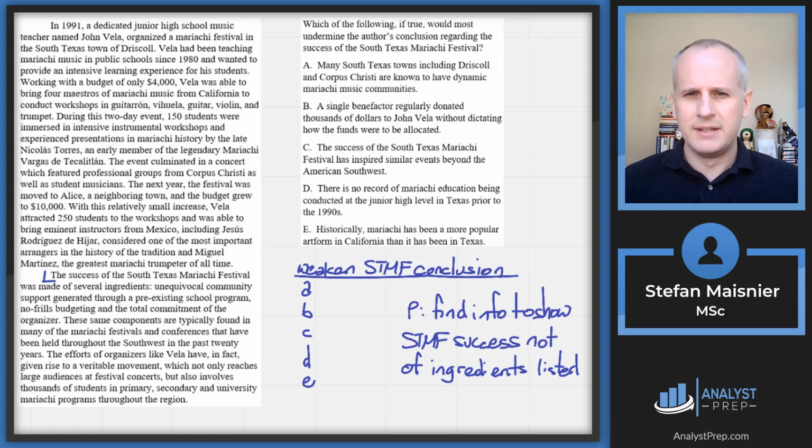So choice A, many South Texas towns, including Driscoll and Corpus Christi, are known to have dynamic mariachi music communities. Well, it said there was community support, so this would actually be strengthening the argument. So this is a reversal.